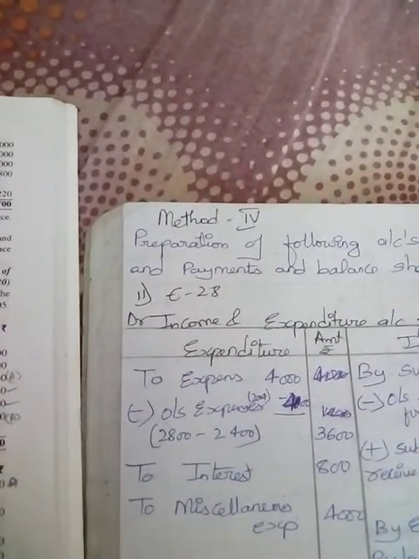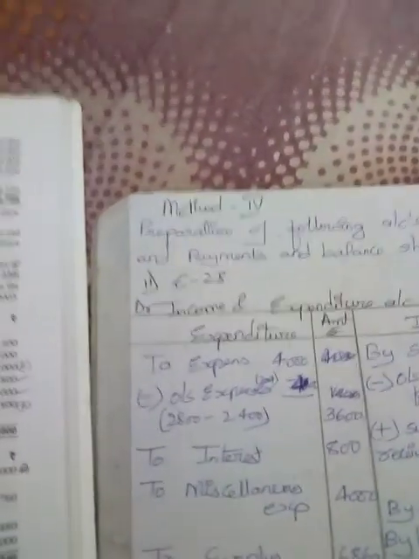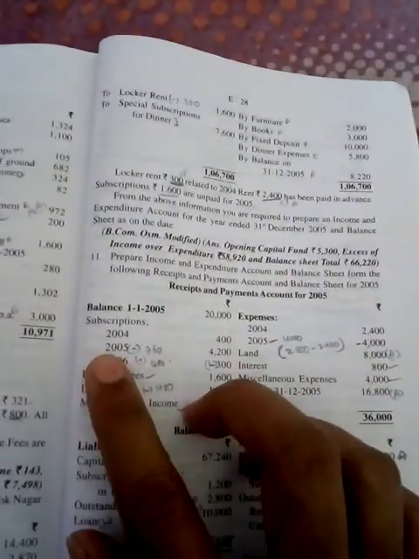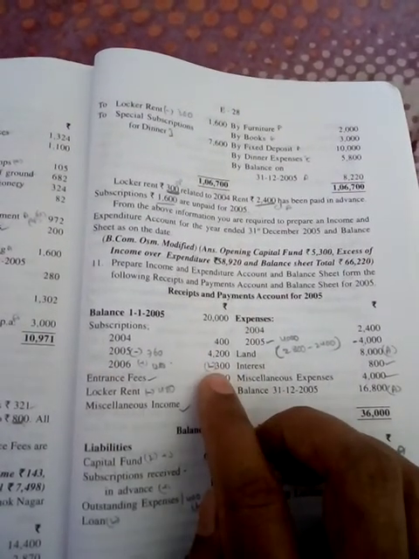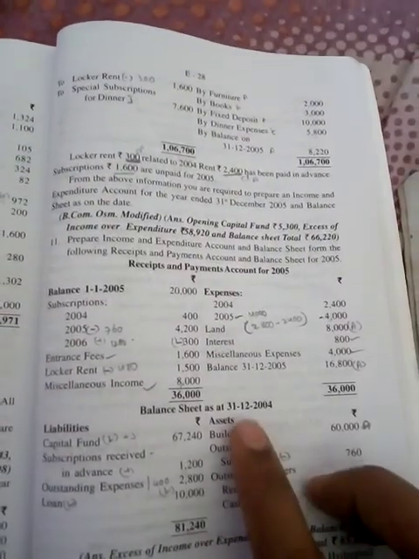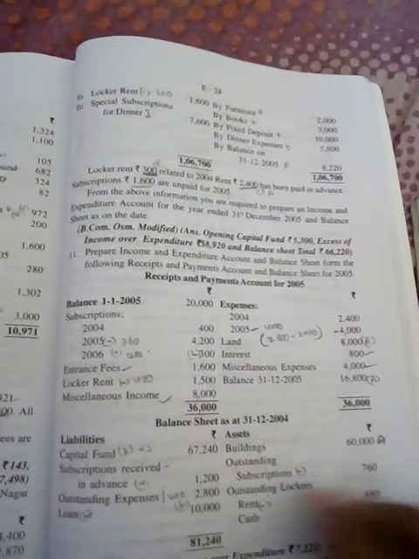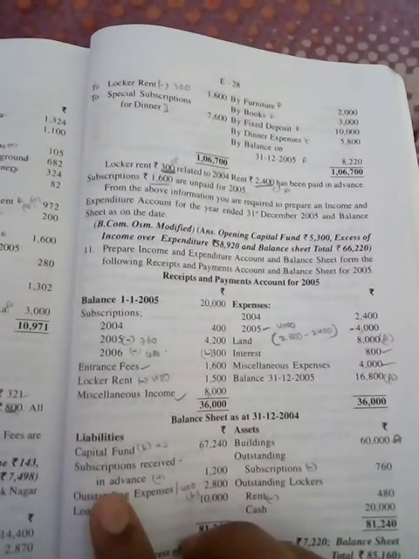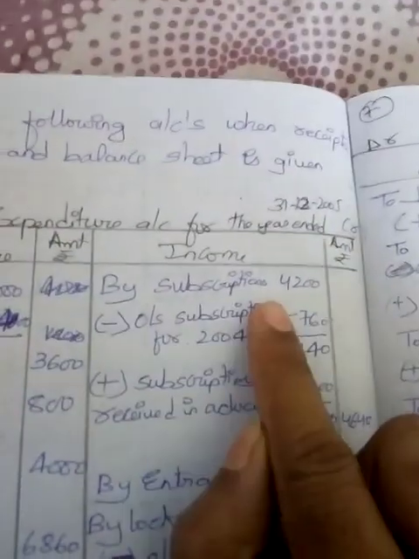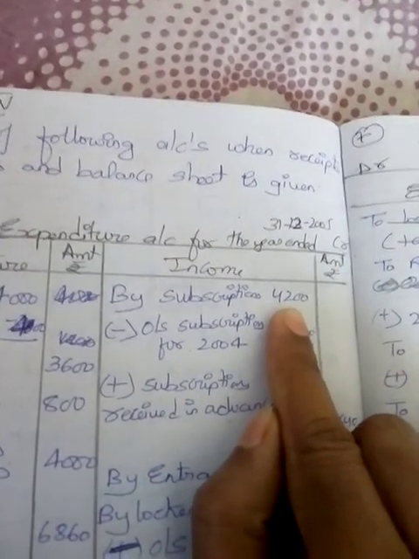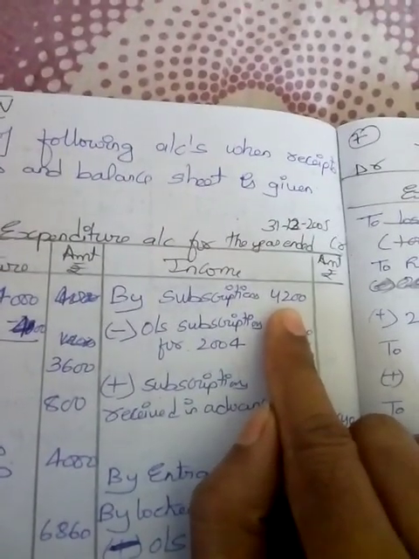Income which is given on the receipts side: subscriptions are given. 2004 subscriptions are given 400, 2005 subscriptions are given 4,200, and 2006 subscriptions are given 300. And on the asset side we also have outstanding subscriptions 760, and subscriptions received in advance is given 1,200. Now we will see subscriptions 4,200. This is the current year subscriptions.